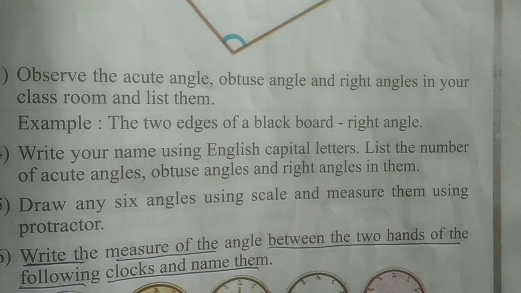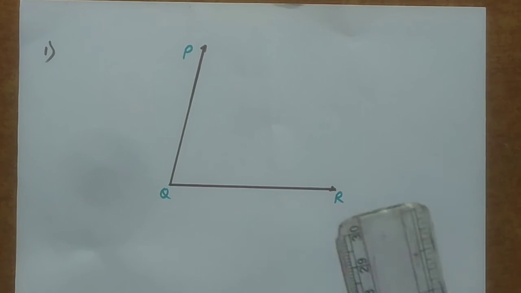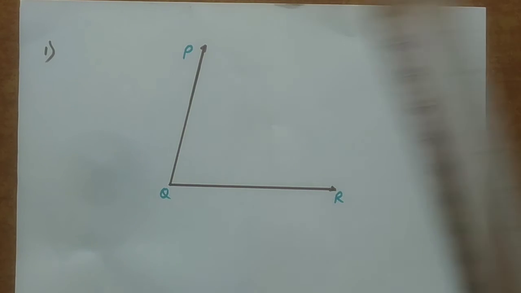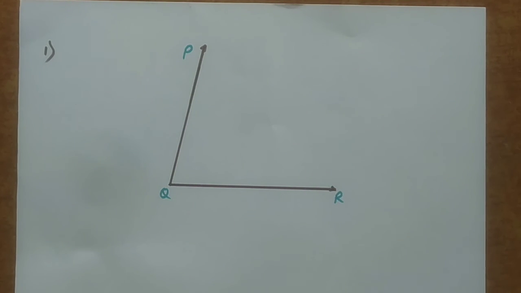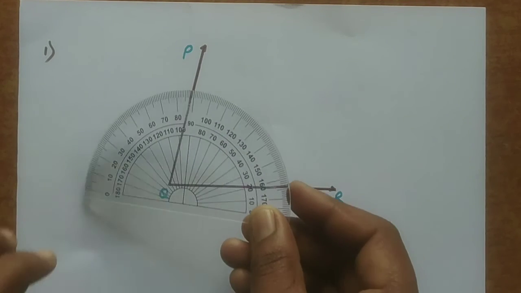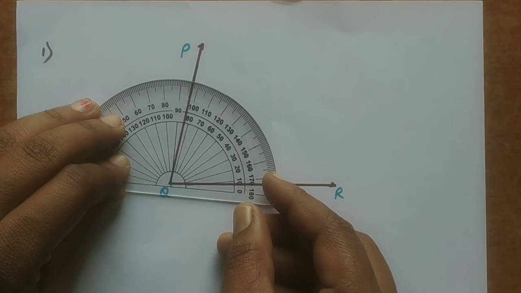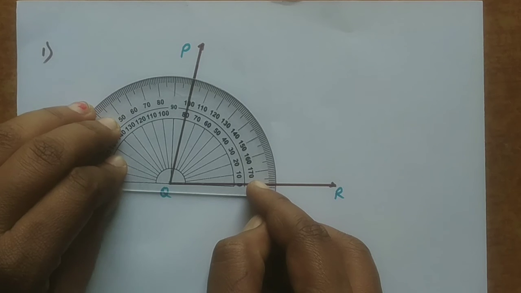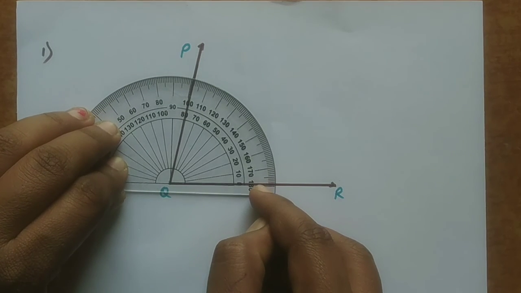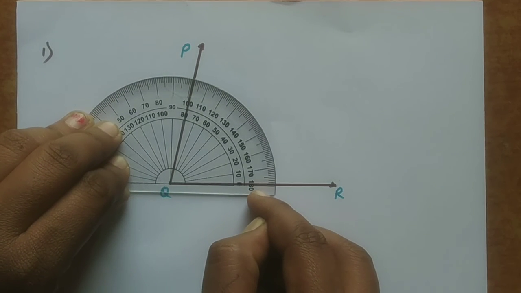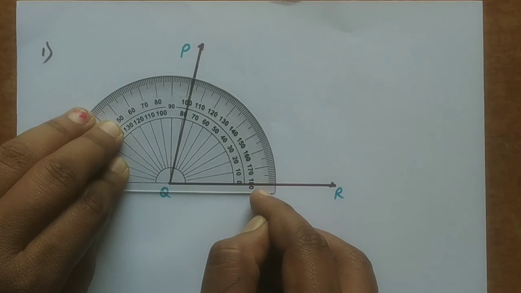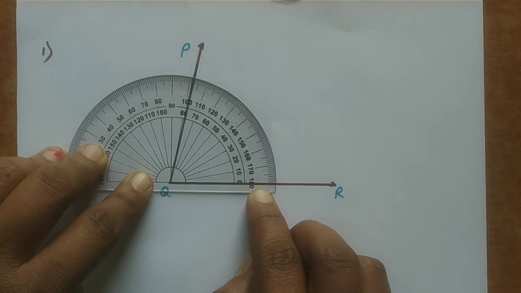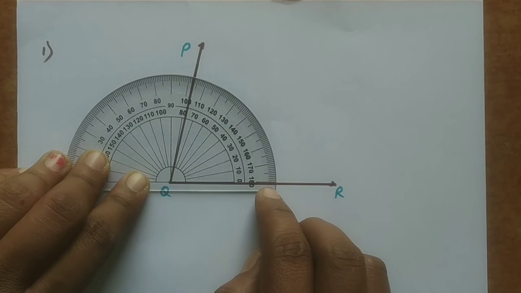Let's start, children. So this is the figure. Using the scale we have to draw one figure here. So now for this figure we have to measure the angle, using this protractor. So already you know how to measure an angle. So we should coincide the protractor and the arm of the angle.